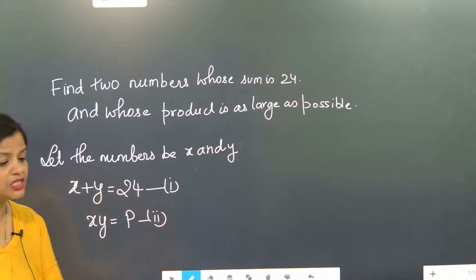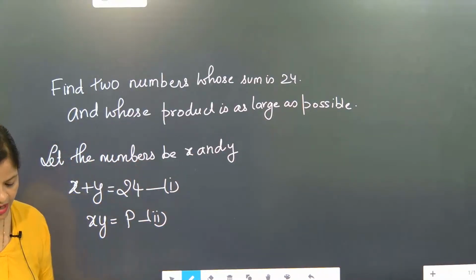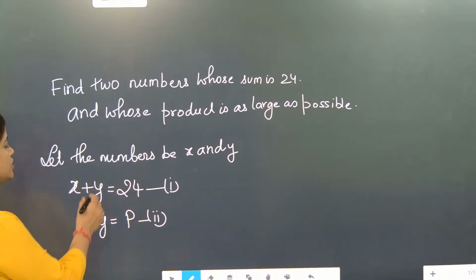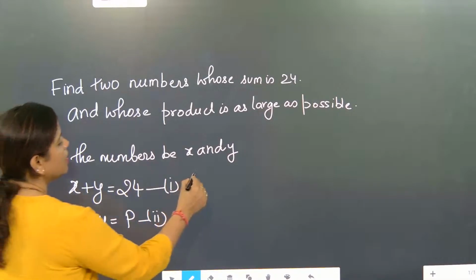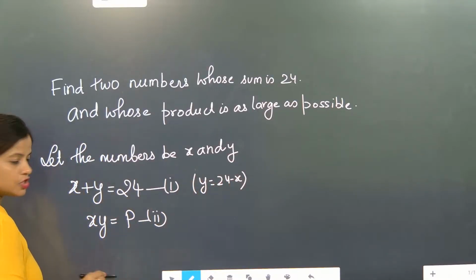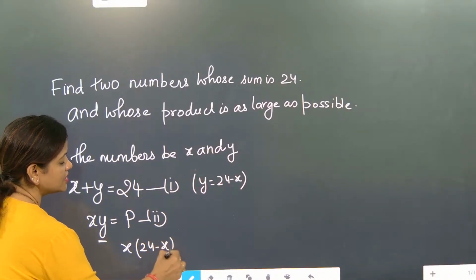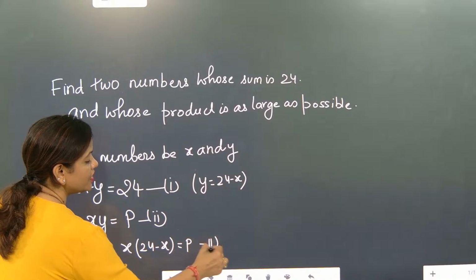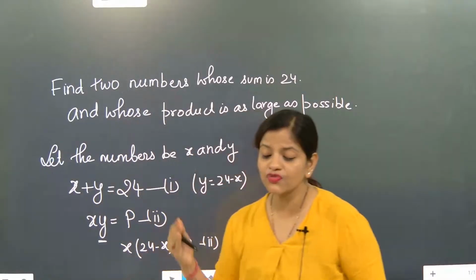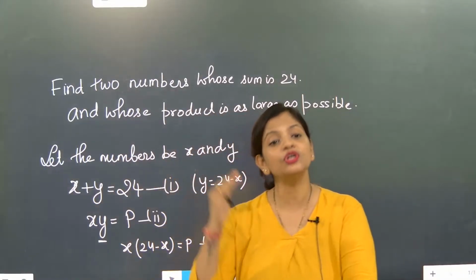Now we need to substitute into any one of the equations. Can we substitute y? y can be written as 24 minus x. So instead of y, you can write x into 24 minus x is equal to P, and this is equation 2. Now we need to differentiate it, because our first step for maxima minima is, after getting a function, you need to differentiate.